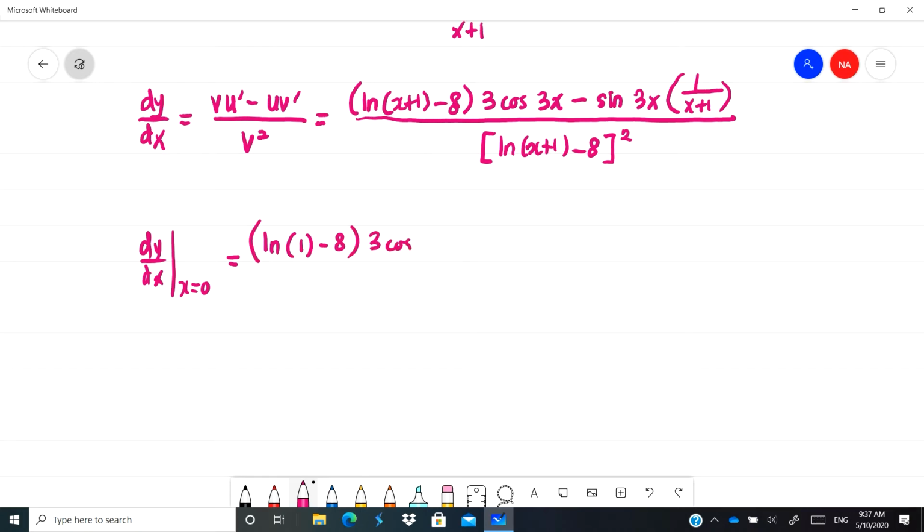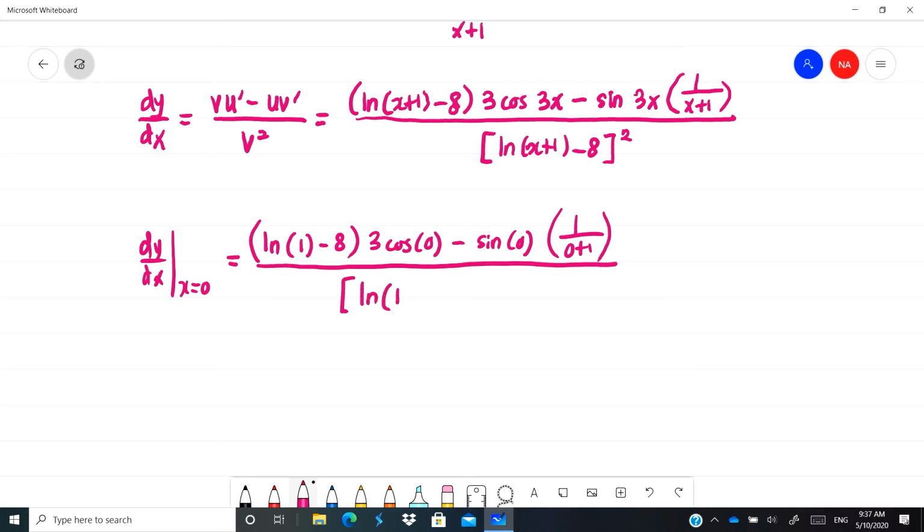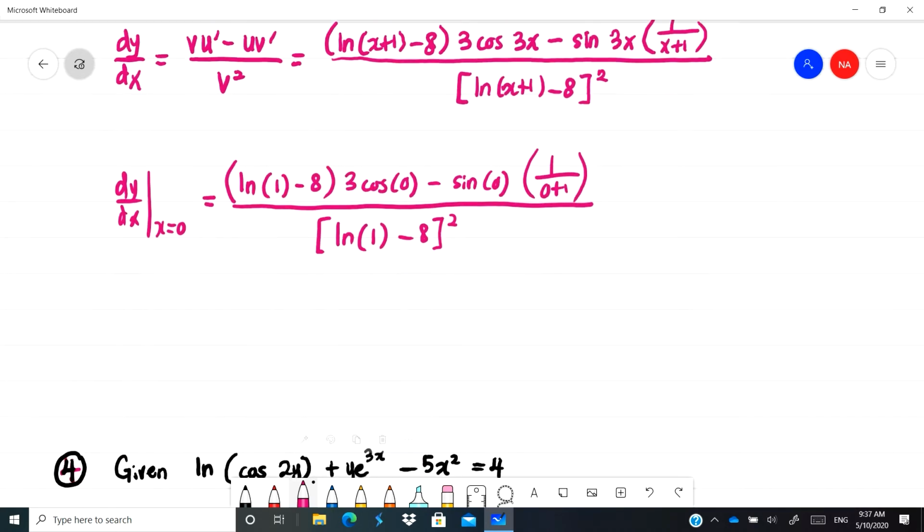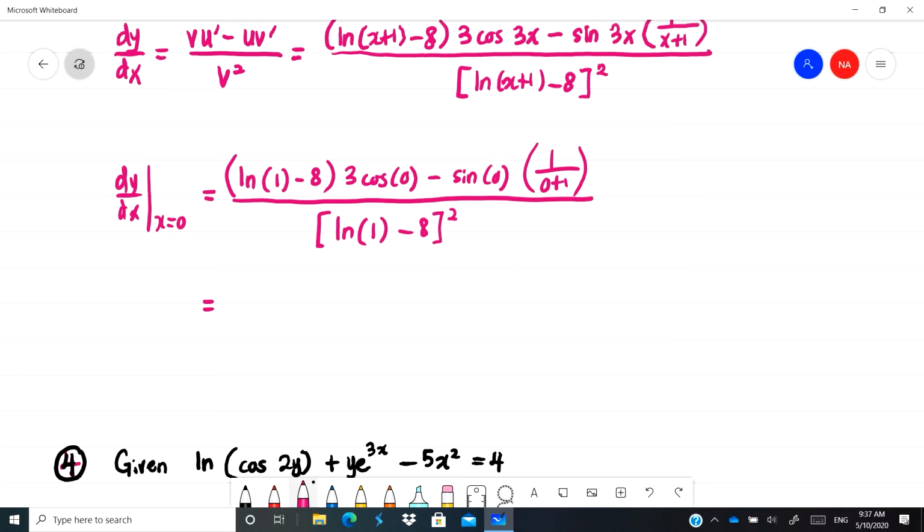3 cos of 0 minus sine of 0. And then we'll have 1 over 0 plus 1. So this whole thing divided by ln of 1 minus 8 squared. So we'll have to simplify this. We know that ln of 1 is actually 0.